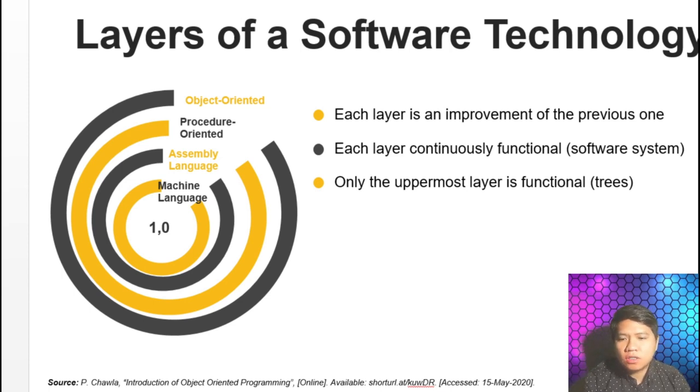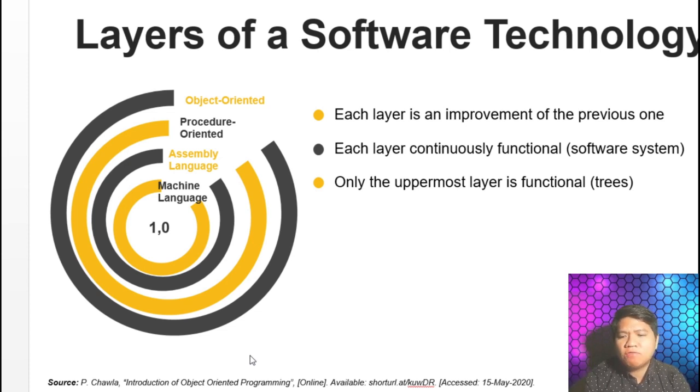So starting from the inner layer, that is the ones and zeros, followed by the machine language, which is the improvement of the previous layer, which is 1 and 0, followed by the assembly language, which is also the improvement of the machine language, followed by the procedure-oriented, and the last one, until now, that we are using is object-oriented. So in these layers of software technology, each layer is an improvement of the previous one. Okay? And each layer continues to be functional in a software system, and only the uppermost layer is functional in trees.